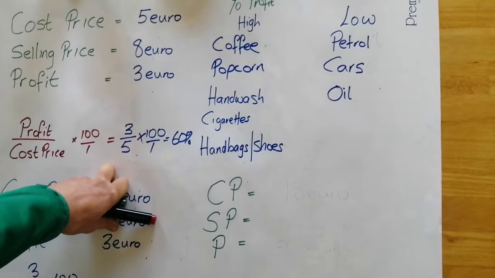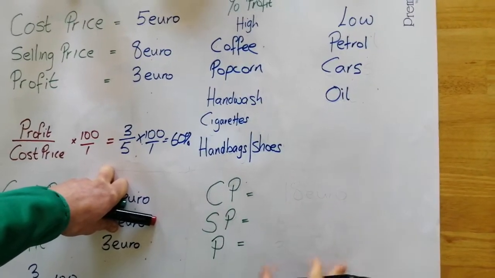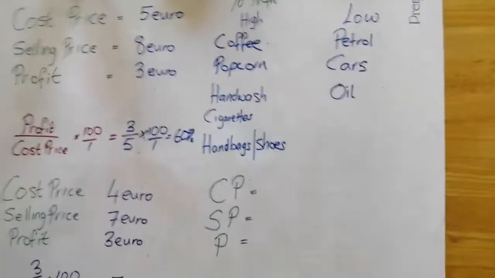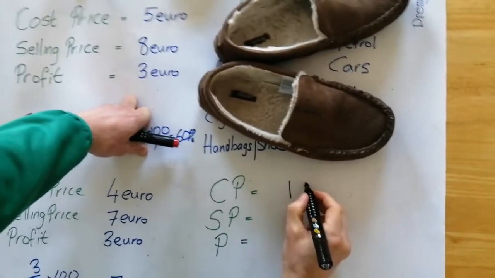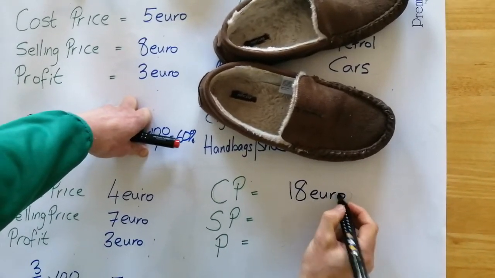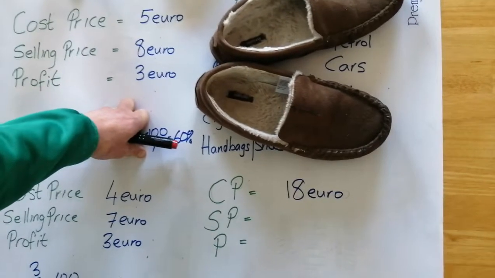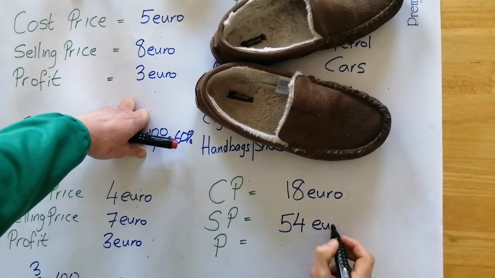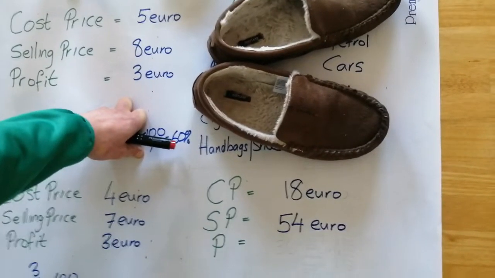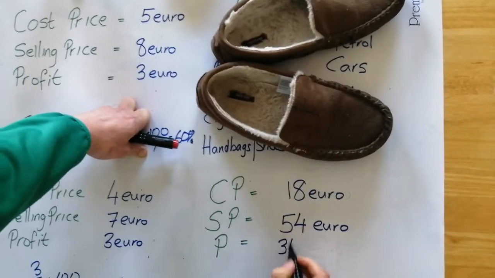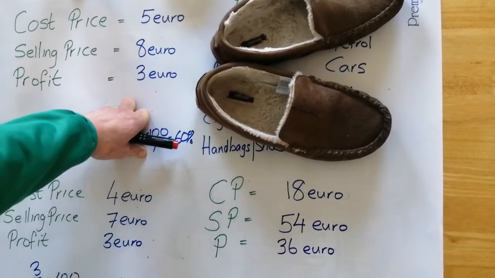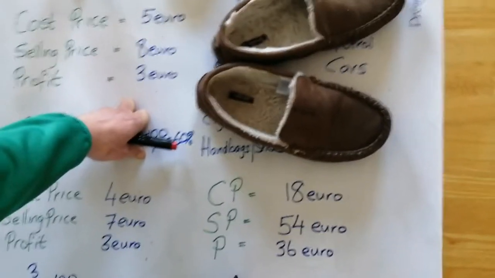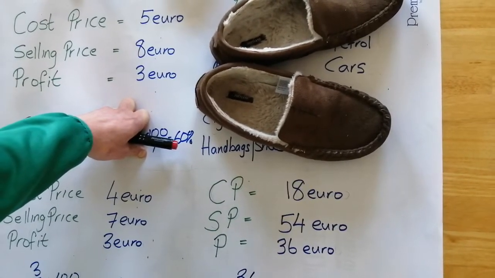Right, we'll do one more practice. So let's say I bought a pair of, let me see, my fancy slippers for €18. Pennies, paid €18 for those slippers, and of course in the shop in Pennies I bought them for €54, the dearest pair of shoes ever bought in Pennies. And of course they made a profit of €36. So the formula is profit over cost price. Profit is 36, cost price is 18, and multiplied by 100 over 1.